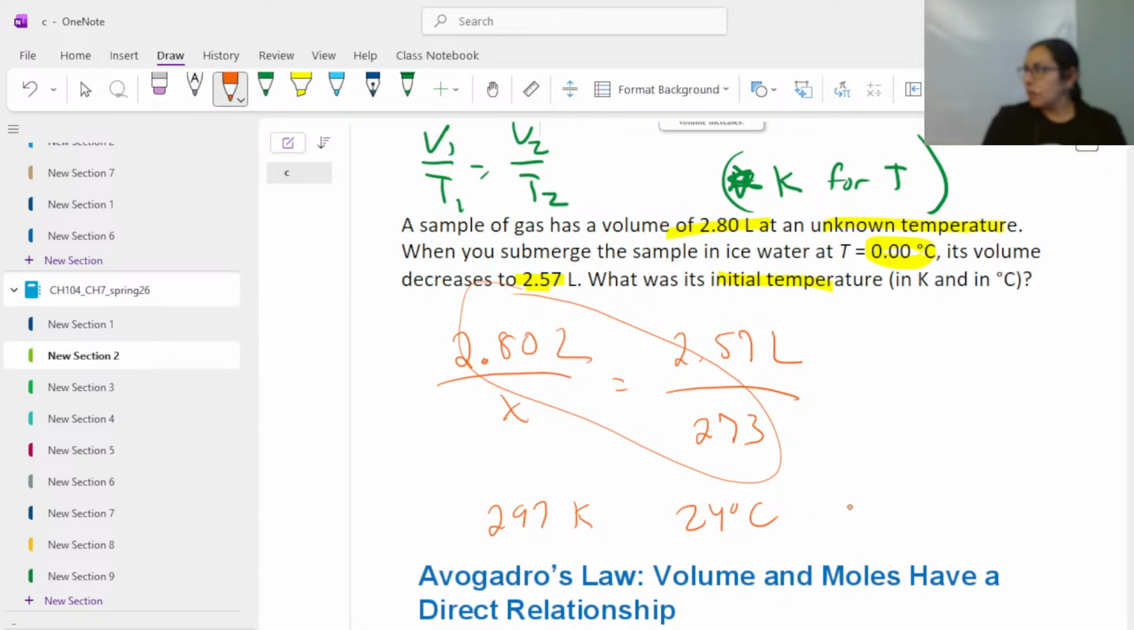Do we all get that? So it looks like we mainly got that. Again, I think the biggest issues are just remembering to convert to Kelvin and then keeping everything right: initial conditions, second set of conditions.